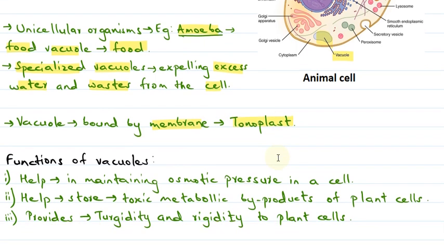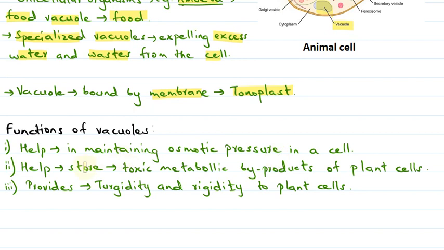Then we also discussed the functions of vacuoles. Vacuoles help in maintaining osmotic pressure in a cell. They also help to store the toxic metabolic byproducts of plant cells, and they provide turgidity as well as rigidity to the plant cells. These are the three main functions performed by vacuoles.